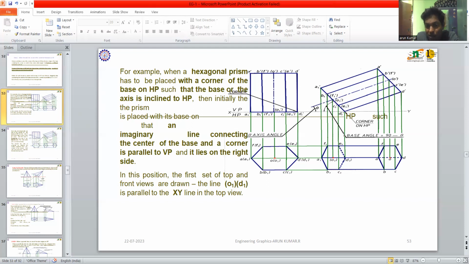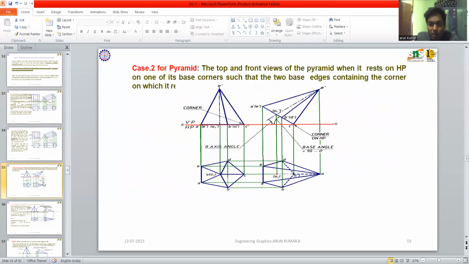So I have to mention here, this side is not visible. For example, E1, D1, and D1, C1 are not visible, so I have to present them as a dotted line. So we move to the next condition in the pyramid category.